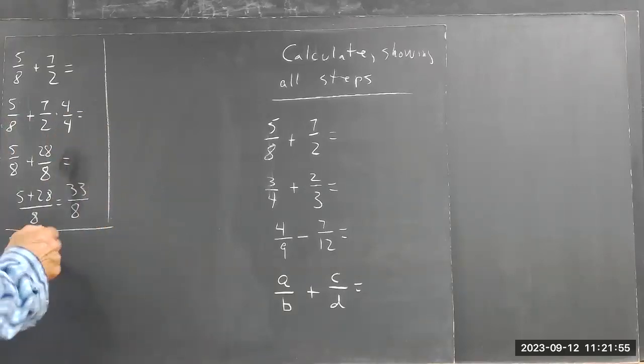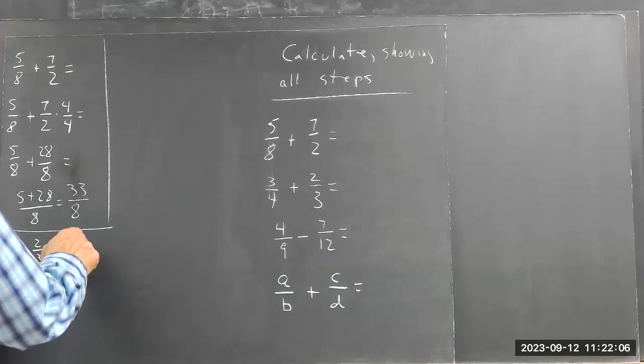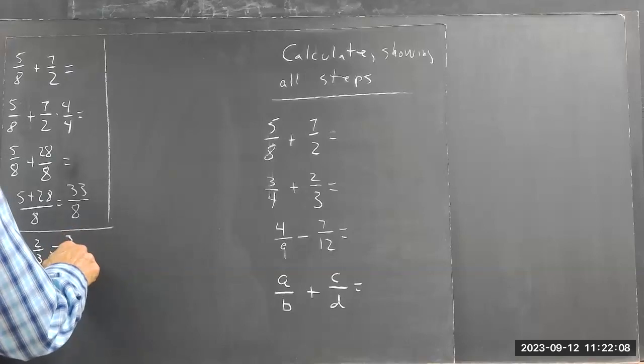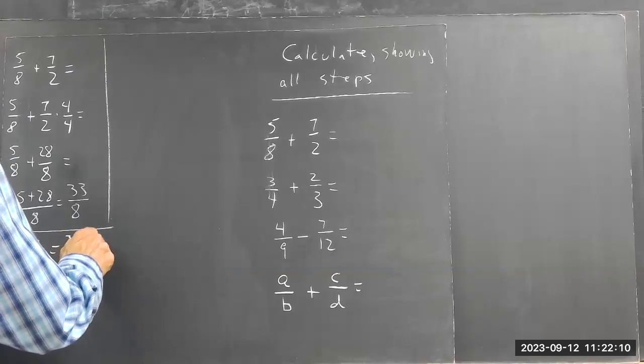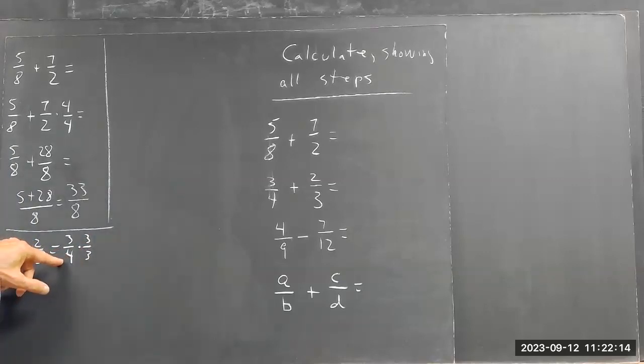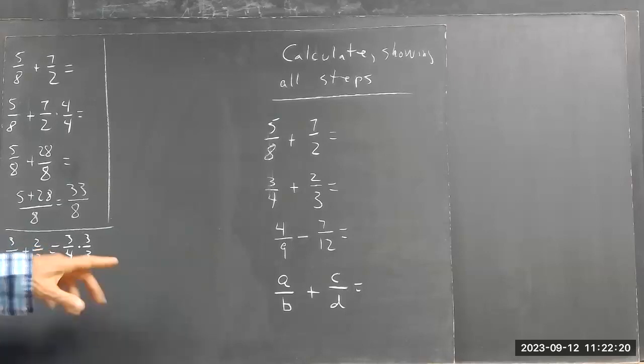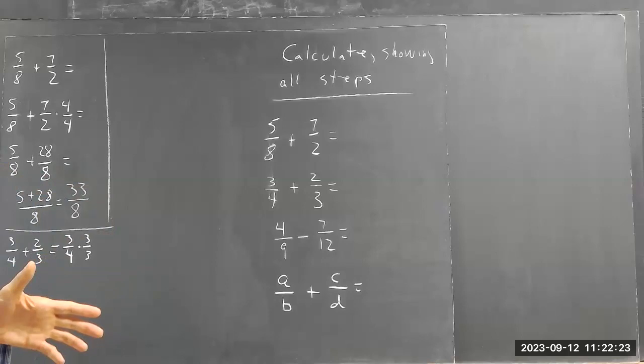So 3/4 plus 2/3 is what? Well, our common denominator is 12. In order to get a denominator of 12 here, we have to multiply 4 by 3. So we take our 3/4 and multiply it by 3 over 3, so that our 4 is multiplied by 3. Multiplying by 3 over 3 is just 1. That ensures that we don't change the size or the value of that fraction.